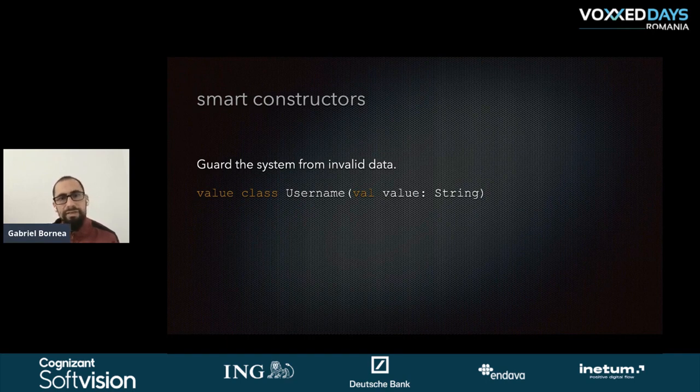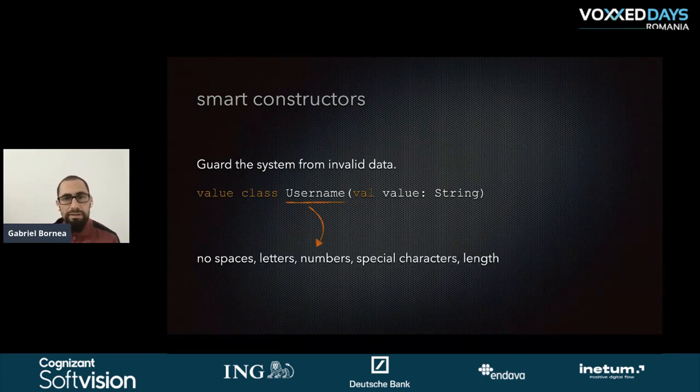let's see what a valid username from a business perspective would look like. So in this case, a username may be something that contains no spaces. It has only letters, numbers, maybe some special characters, and a specific length. And from a business perspective, this is a valid username. But what's going to stop me from putting something like my username with a space? Absolutely nothing. The compiler cannot help me. And again, I will introduce invalid domain data.